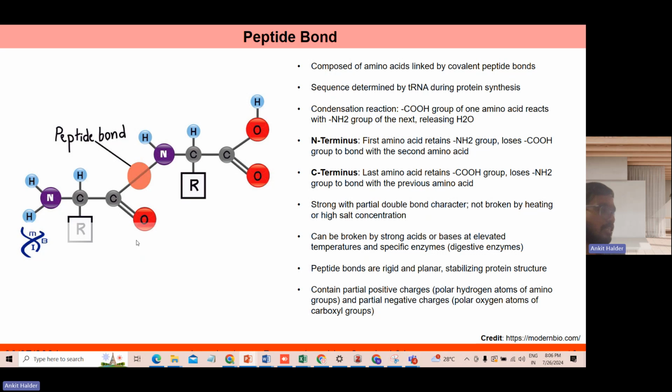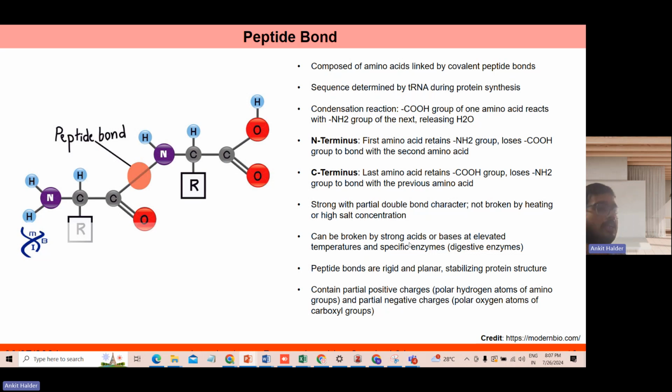Now we will come to the details to understand the characteristics of the peptide bond. This is very, very crucial. It is strong with partial double bond character, and it is not broken by heating or high salt concentration. So that we need to understand. It is strong, which means we cannot just denature or break the peptide bonds by heating.